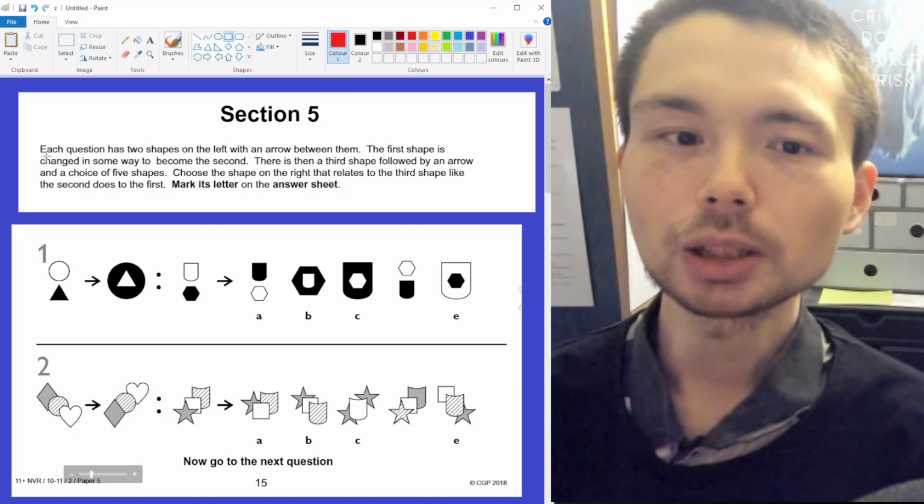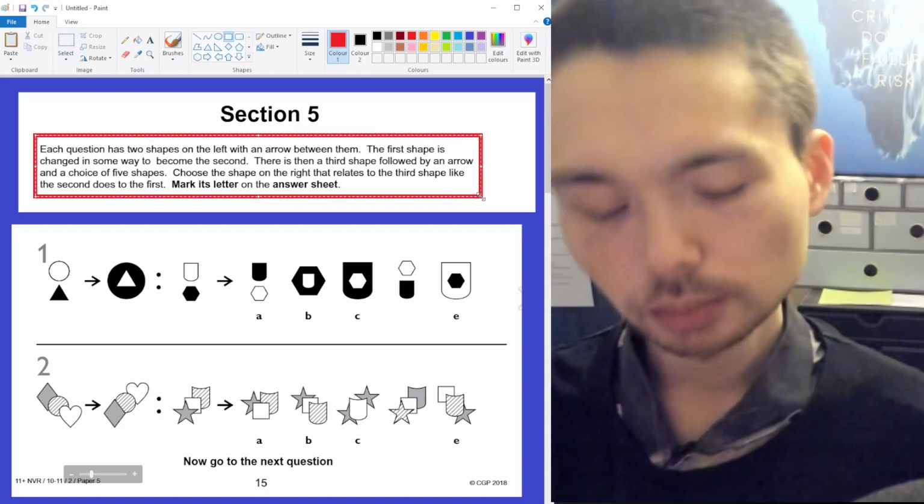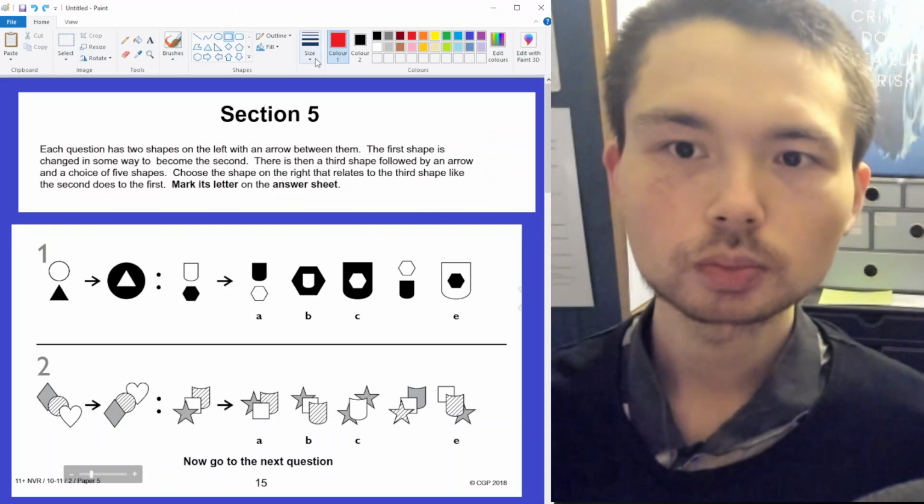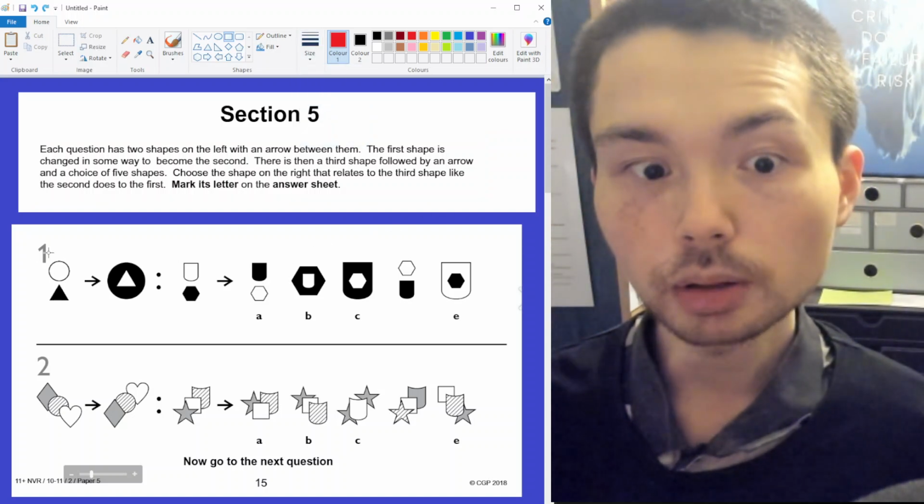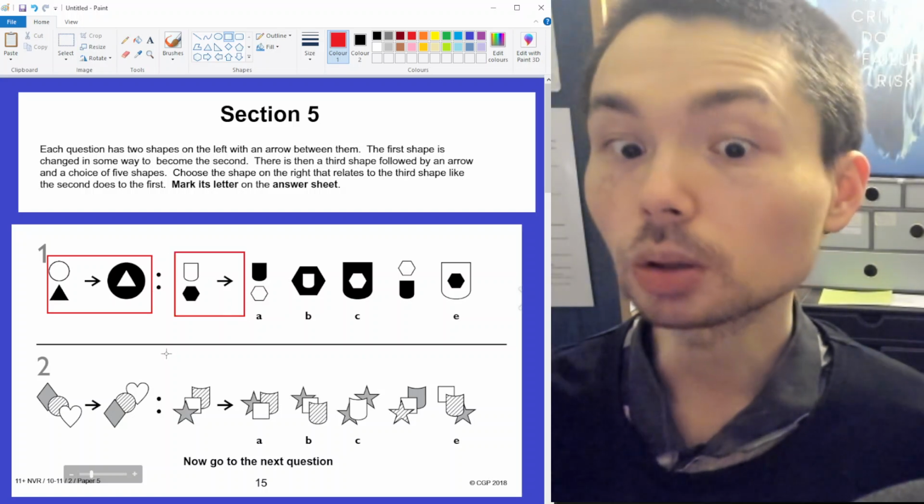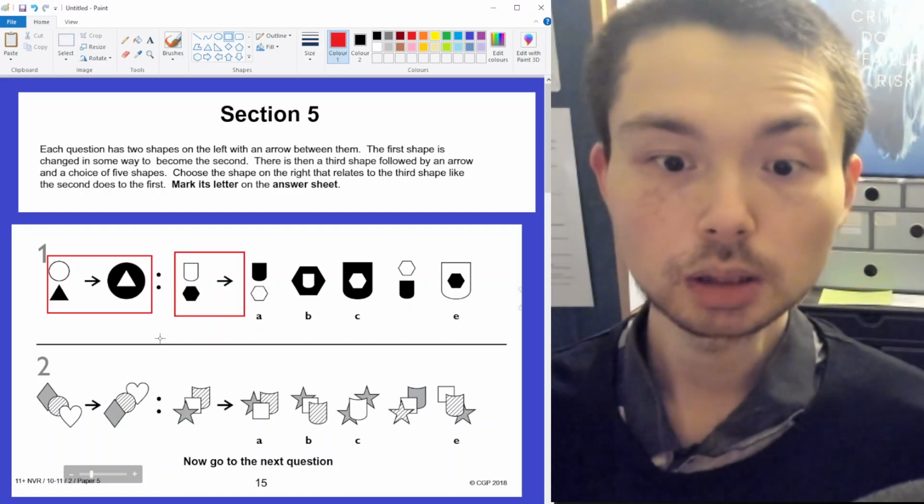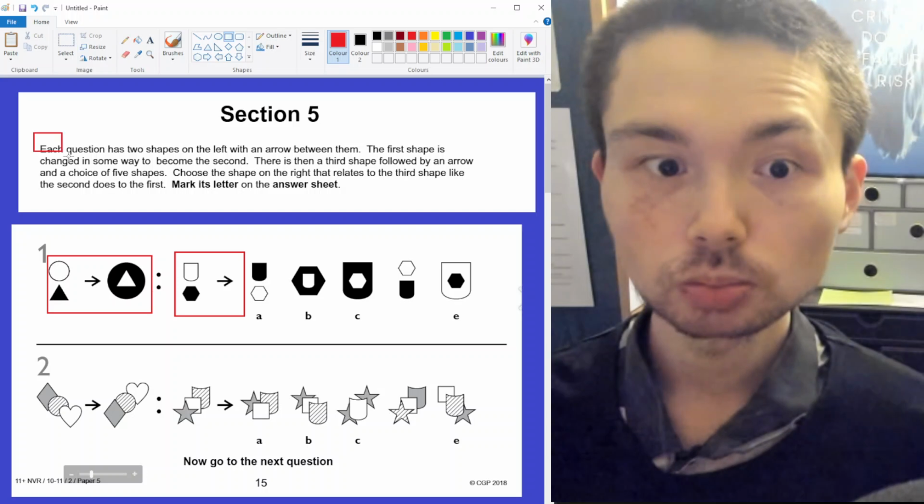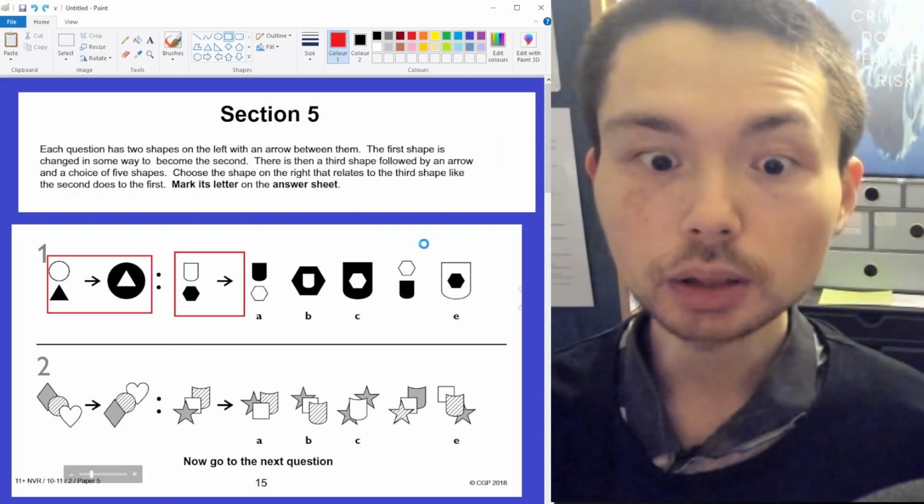Can you see this type of question? It's just so long to read. I'm going to simplify it. This is to this. Use the same pattern to work out what the shape will be. Can you hear? The words I just said are exactly the same as that. We're going to apply the pattern.